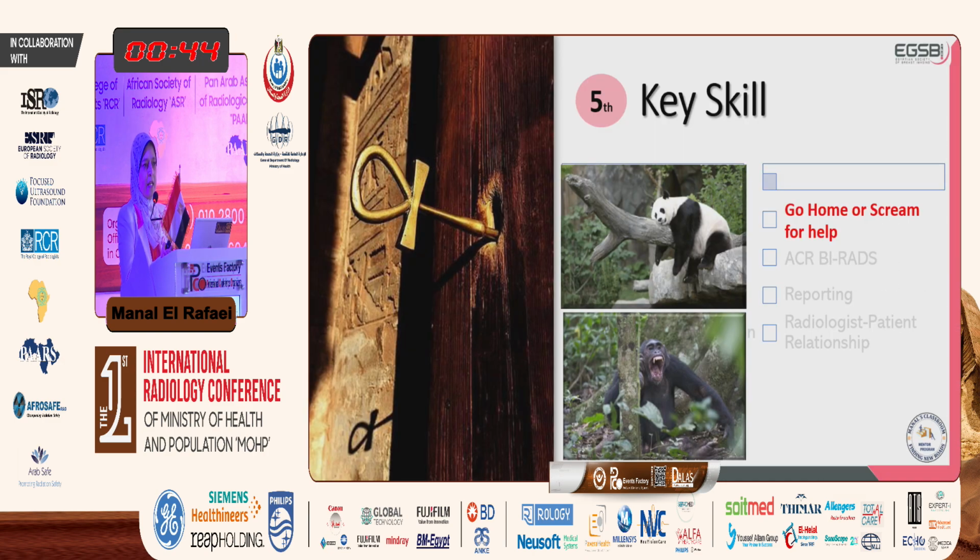The next key skill is very important. If I have the patient and I make a good description, shall I tell the patient to go home, or go home and come for follow-up, or shall I scream for help? I need a biopsy for this lesion. So any mammogram patch has to be categorized into either a benign or a malignant lesion.